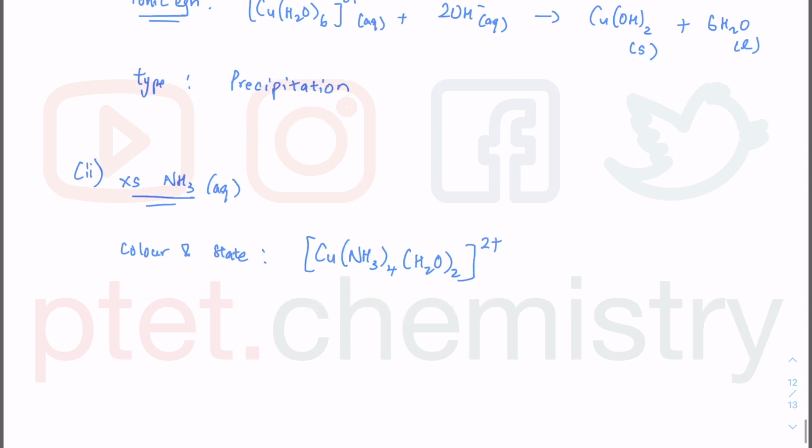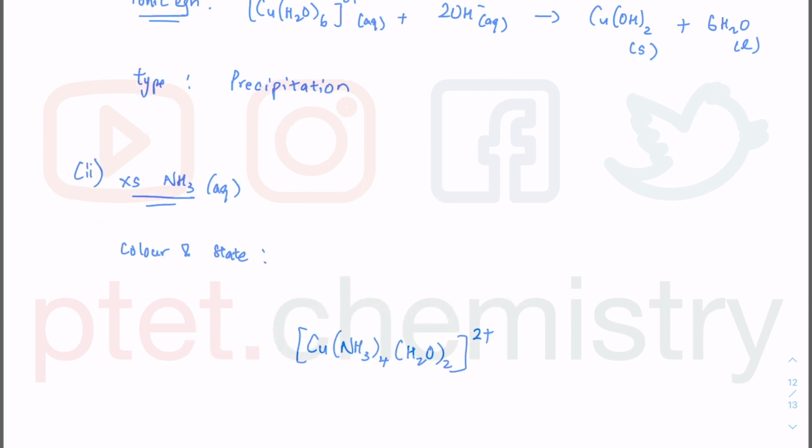They are asking for the color, so they are not asking for this thing. That is actually for the next bit. So the color of this is actually a dark blue, and it's a solution. Solution meaning aqueous state. Okay, they want the color, they want the state. Now I need the ionic equation for this thing.